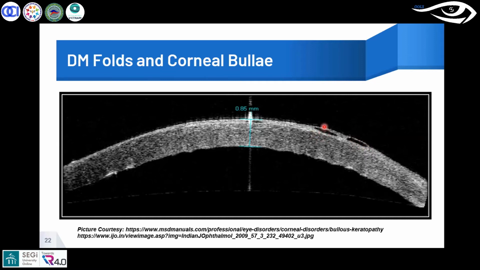So these are actually the bullae. And there are also DM folds. DM folds will appear as wrinkles in the DM layer. As you can see, there is some wrinkle present in the structure of the posterior cornea. So this is representing the DM folds which are present in the cornea.